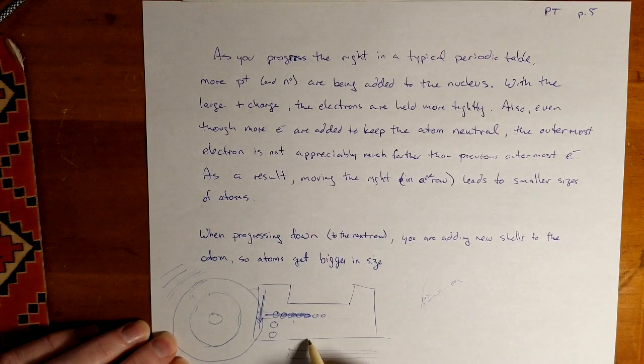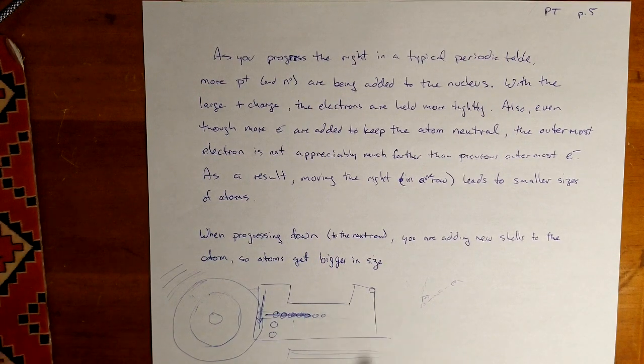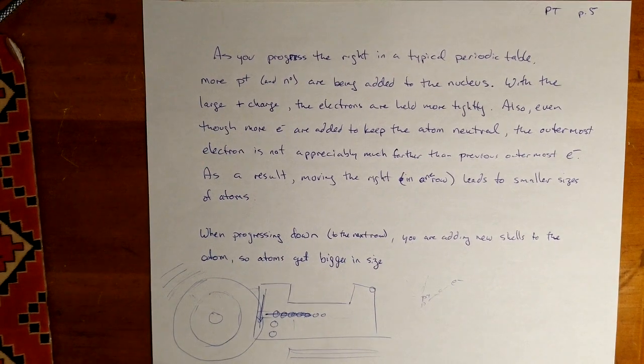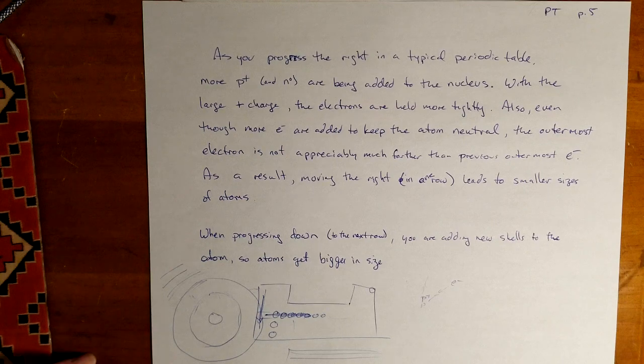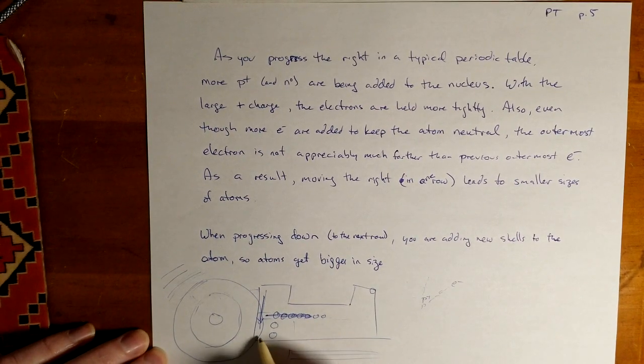So the smallest atoms would be the ones over here, smallest in size. When I say the atom, we're talking about the nucleus plus the electron cloud, as it's generally called. And the largest atoms would be down here.